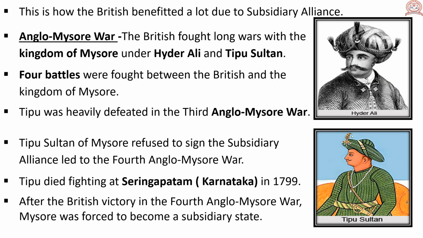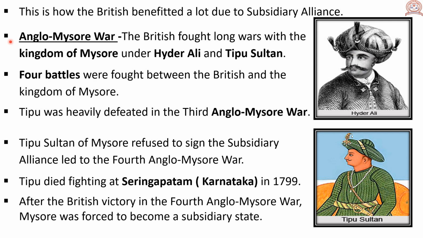This is how the British benefited a lot due to subsidiary alliance. Means through the implementation of a subsidiary alliance policy, the Britishers benefited. That is, they controlled many parts of India without war.